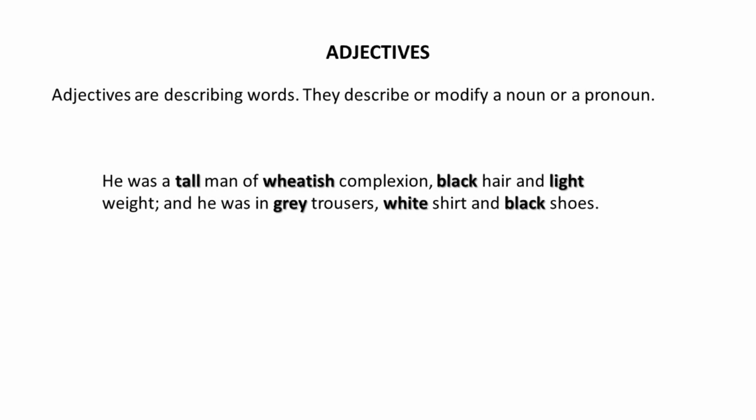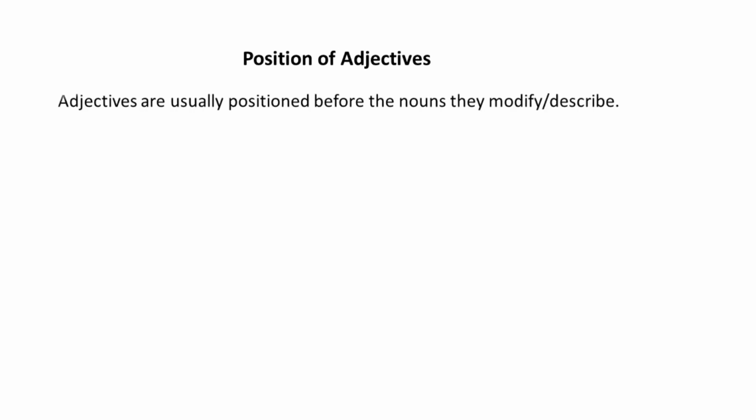Now let's try to understand how adjectives are used in a sentence. Position of adjectives. Where do we place adjectives in a sentence? That is what we are going to see here. In a sentence, adjectives are usually positioned before the nouns they modify or describe.